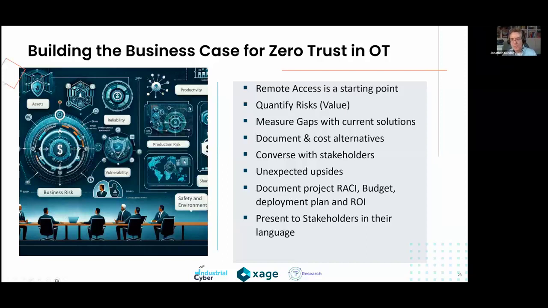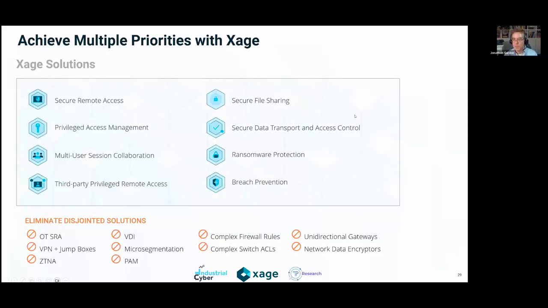So having zoomed through that, I'm going to quickly hand it over to Sri, who's going to run us through from a Xage perspective how that all sort of ties together. Sri. Yeah, thanks. Thank you, Jonathan.